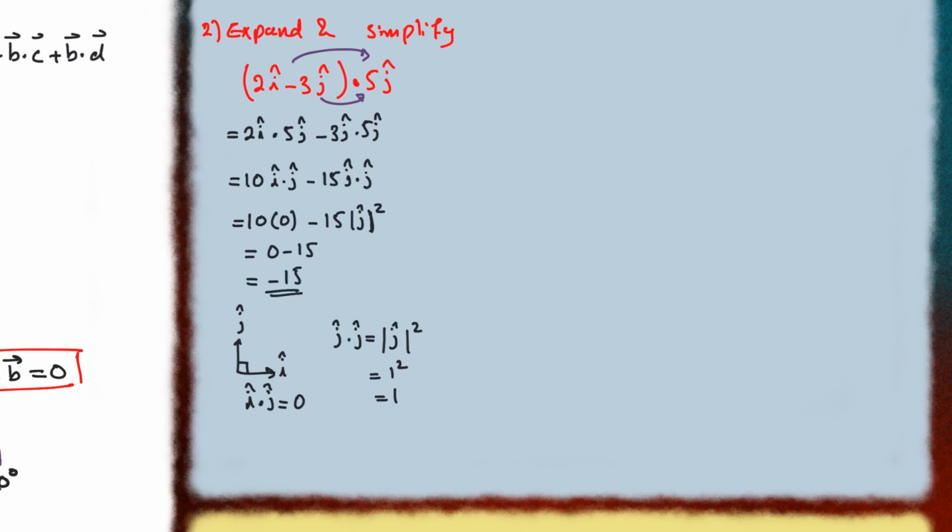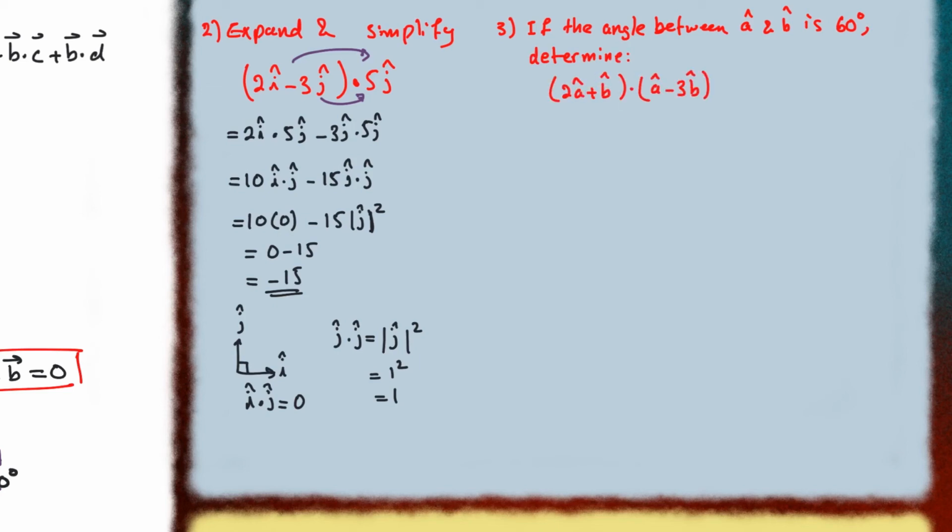Our next question is going to be a little bit more challenging. If the angle between unit vectors a and b is 60 degrees, we want to determine (2a + b) dot (a - 3b). Note that whenever we have the hat, that does mean it's a unit vector and that its magnitude or size is equal to 1.